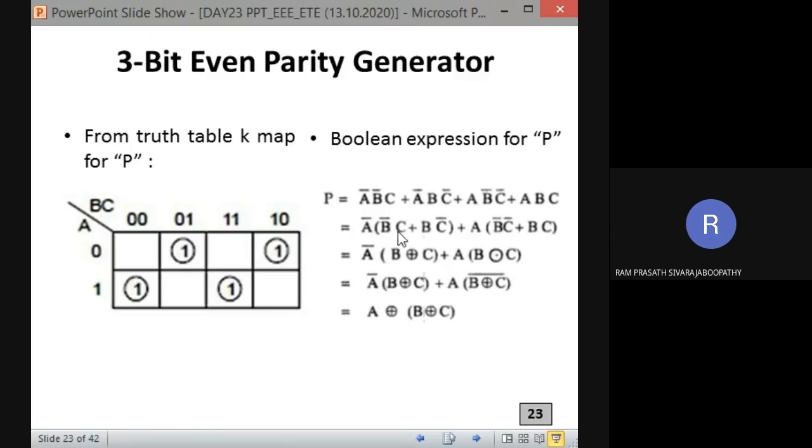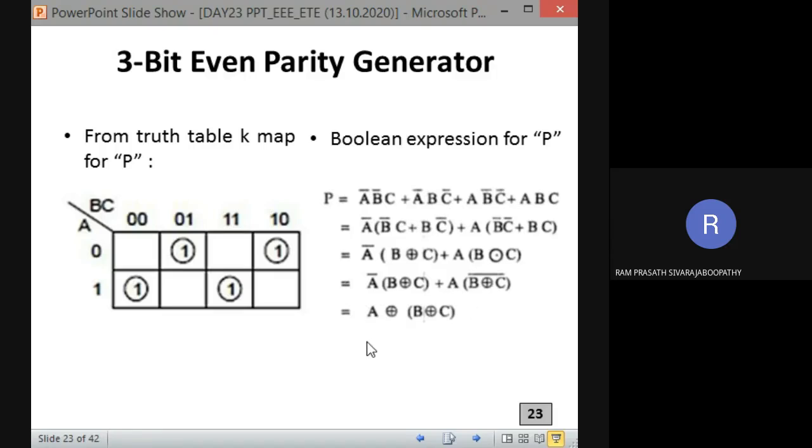Fine. So this can be written as B XOR C. It can also be represented in terms of XOR like this: B XOR C whole complement. Now it looks like A bar B plus A B bar. So finally, A XOR B XOR C. That is the final thing.